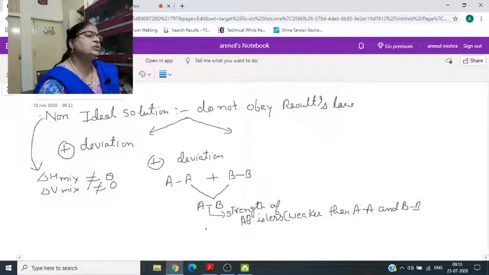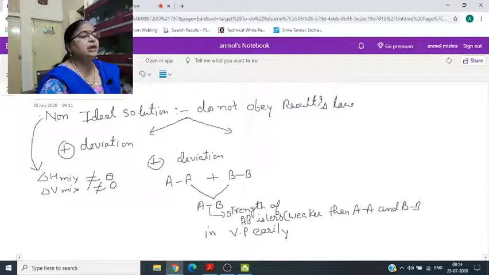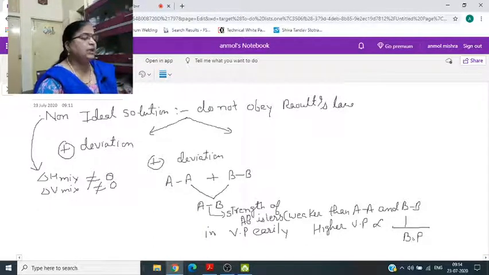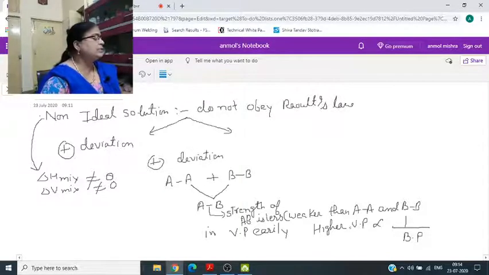So this solution will try to go into the vapor phase easily. Since it can go into the vapor phase easily, it will have higher vapor pressure, and there is an inverse relation between vapor pressure and boiling point. The higher the vapor pressure, the lower the boiling point. Now we can take an example, that is ethanol and acetone.